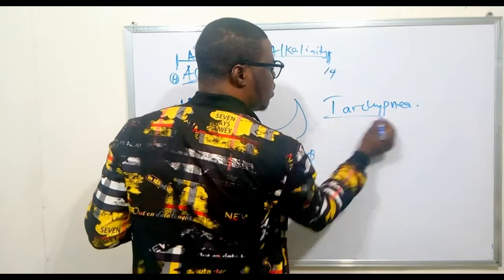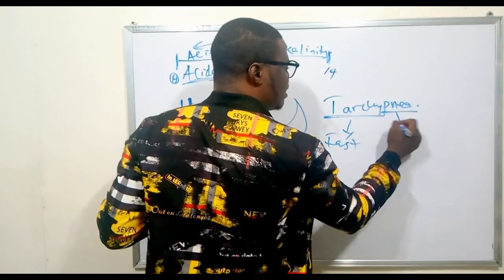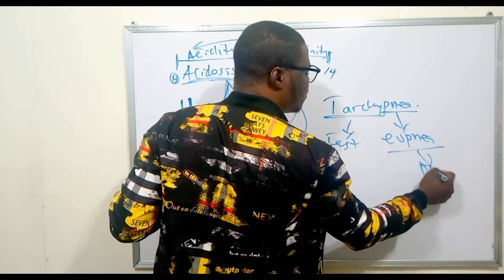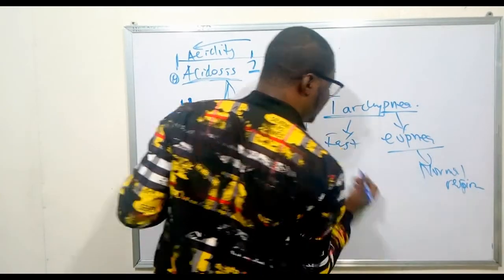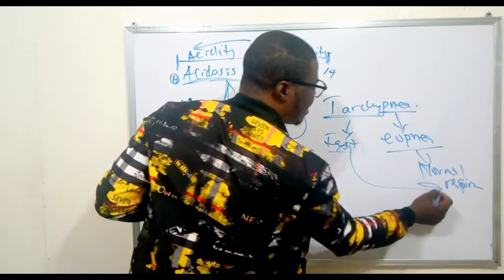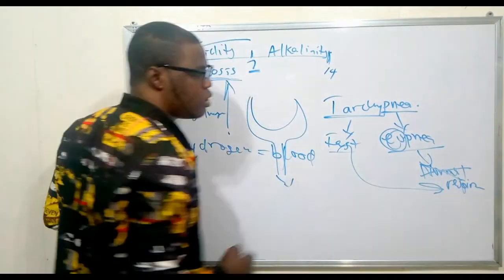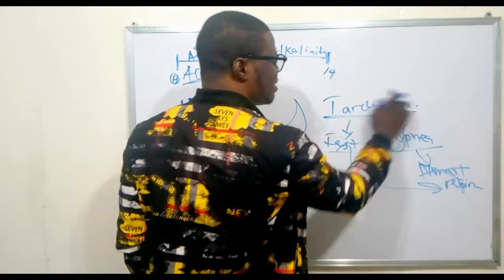Tachypnea. The word tachy means fast. The pnea is from the word eupnea, and eupnea means a normal respiration. So if you say tachypnea, it means a fast respiration. The normal is out of it; the normal is from the word eu. So if you say fast respiration, it means tachypnea.